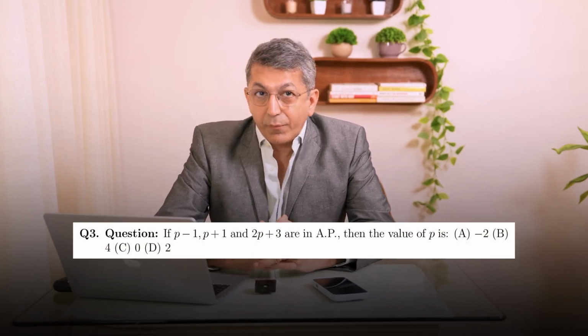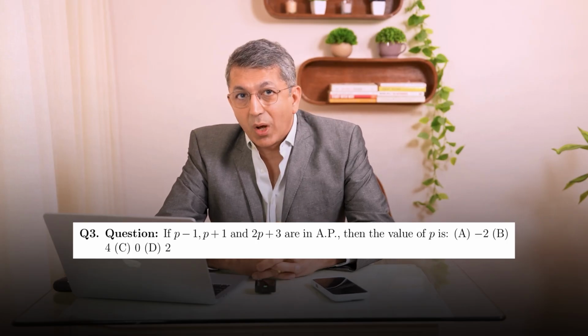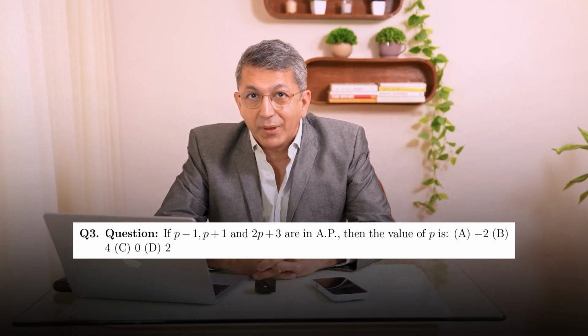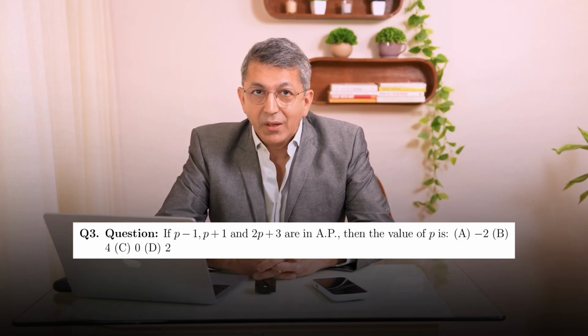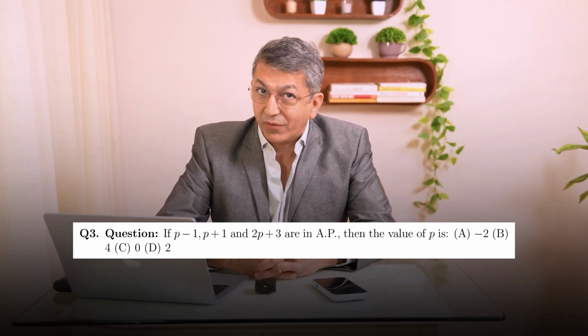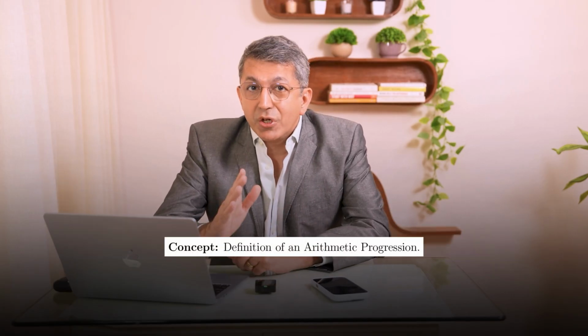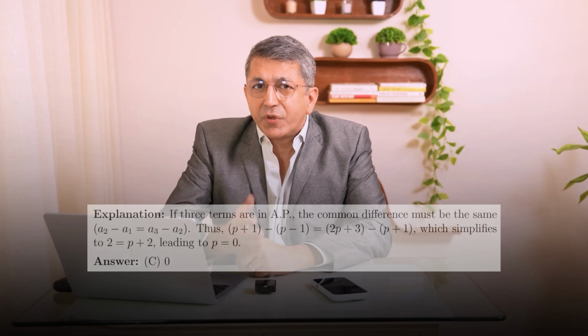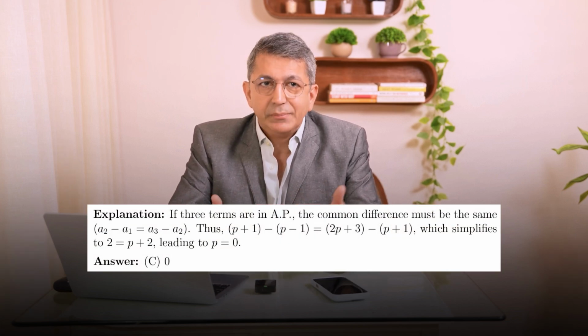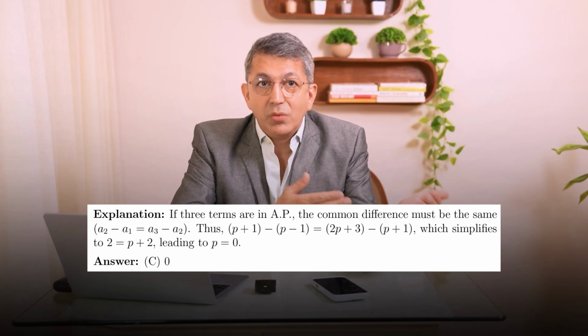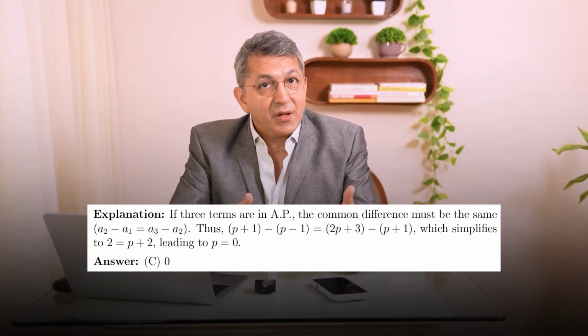Question 3. If p minus 1, p plus 1 and 2p plus 3 are in AP, then the value of p is A, minus 2, B, 4, C, 0, D, 2. Concept. Definition of an arithmetic progression. Explanation. If 3 terms are in AP, the common difference must be the same, where a2 minus a1 is equal to a3 minus a2.